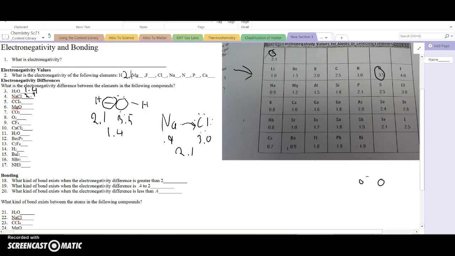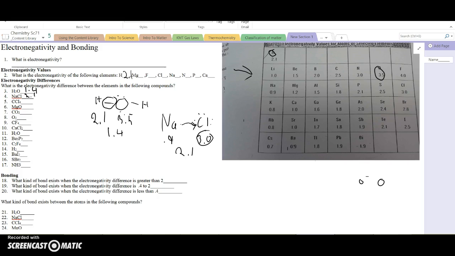So again, when we're talking about electronegativity, this value means that chlorine wants to pull, or has a greater power to pull an electron towards itself. Sodium has a very low value for pulling an electron towards itself. So we see this electron moving to chlorine, creating an ionic bond.